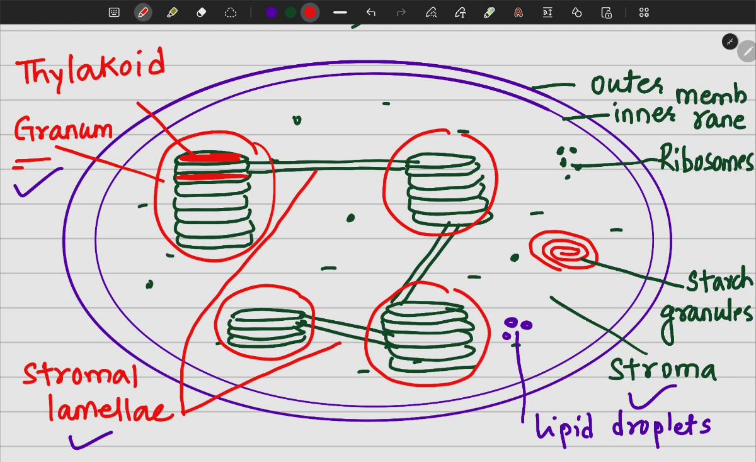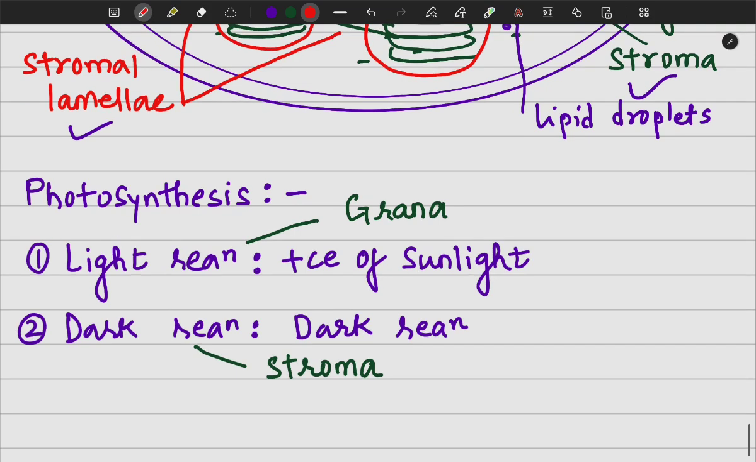In the light reaction, the products are ATP and NADPH. They are high energy compounds, and they will be utilized in the dark reaction for the production of sugar or carbohydrate. Alright, so the light reaction will occur in the grana. There is another name for light reaction, which is photochemical reaction.